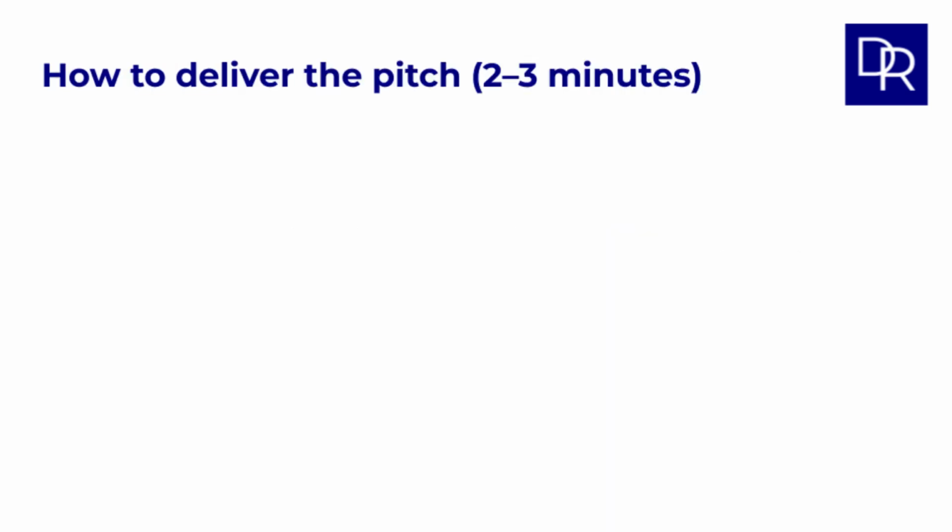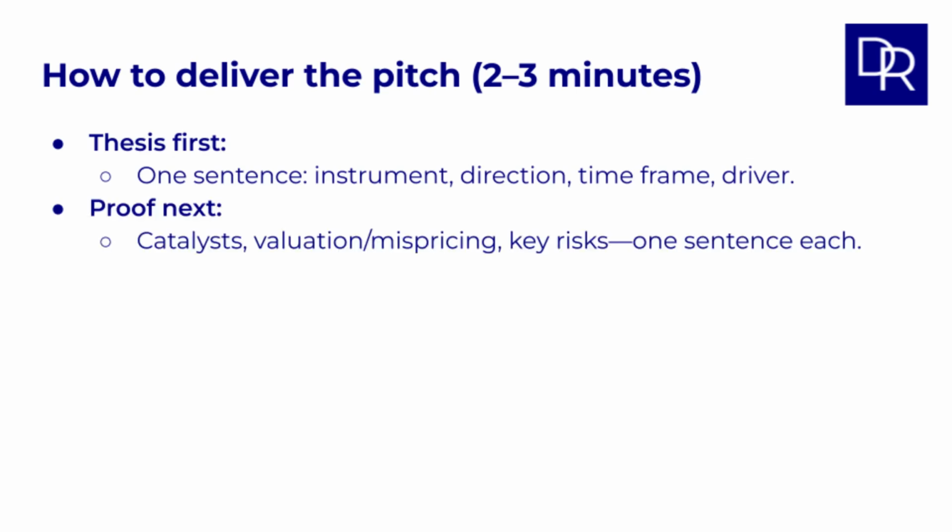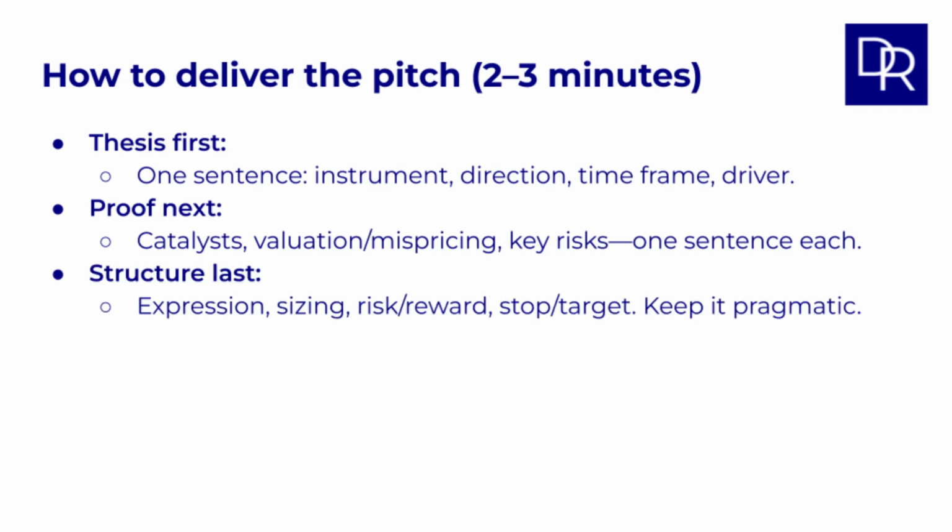Now, how to deliver the pitch in about 2 to 3 minutes? The thesis comes first. One sentence, make sure you include an instrument, the direction, the time frame, and a driver. Then the proof is next. Include the catalysts, the valuation or mispricing, and the key risks with one crisp sentence each. The structure comes last: the expression of the position, sizing, risk reward, a stop and target, to keep it pragmatic.